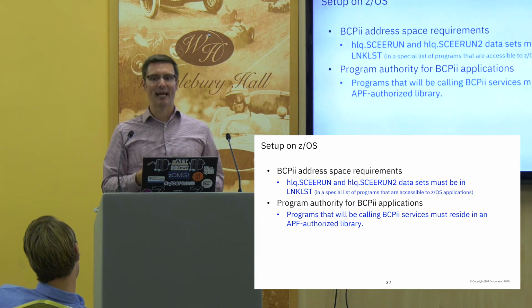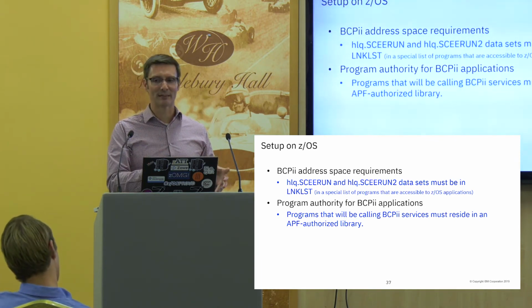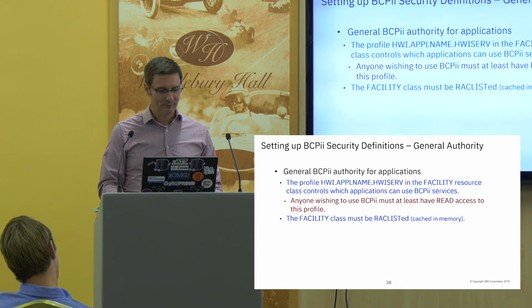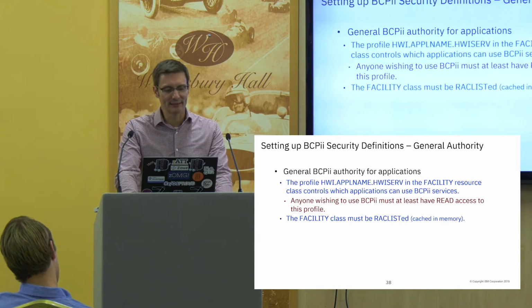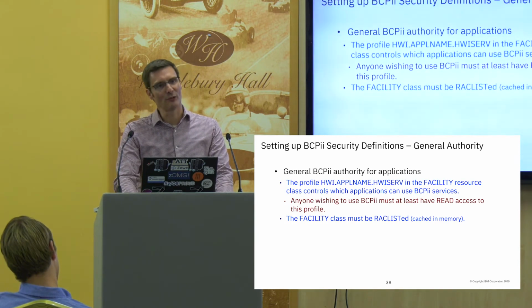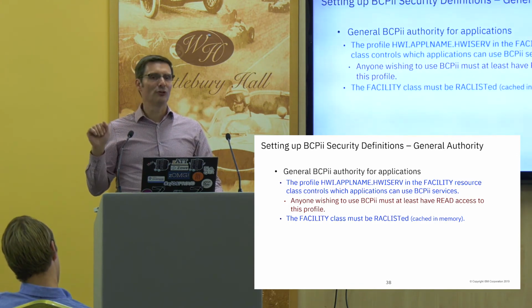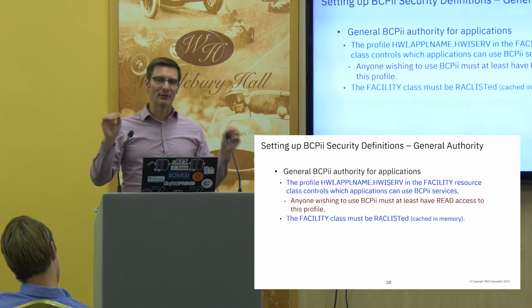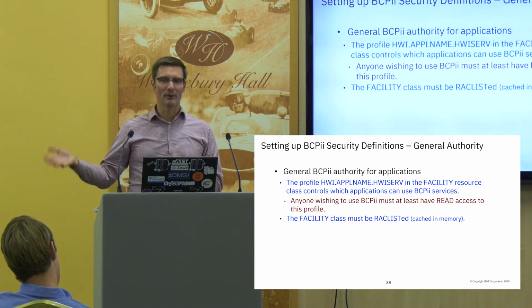So you have to explain that, and then there's going to be the security on top of this, which says, okay, that's an authorized program, but I'm still only going to allow one person to run it, for example. Then from a security product perspective, I have to define some definitions. The first definition I'm going to define is whether I'm going to allow this user to use BCPii or not. It doesn't matter what the resource is. It's an on-off switch that allows this user to use BCPii or not.